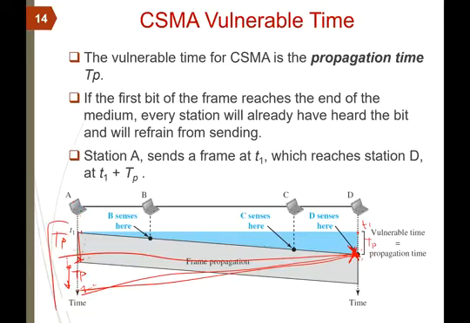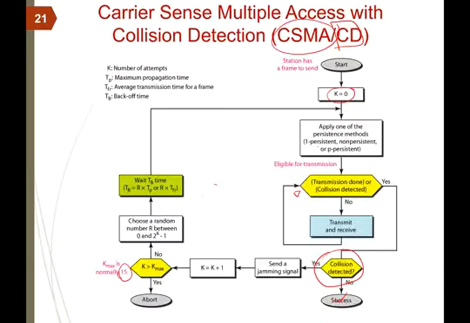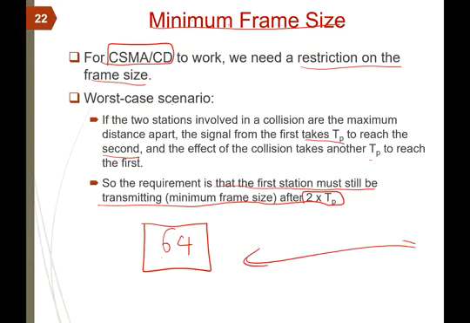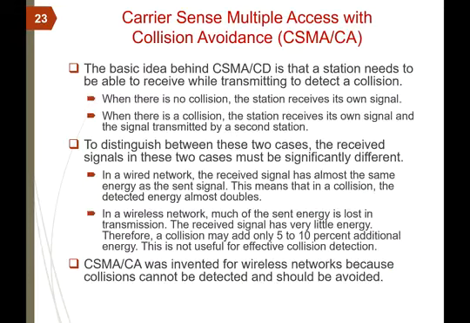So the minimum frame size should be at least 2 times TP, because we have 100 meters maximum segment length in Ethernet, and this requirement will nearly translate to a minimum of 64 bytes minimum frame size for Ethernet. You can study, I think maybe we'll be back to this point again. So there is a minimum frame requirement.